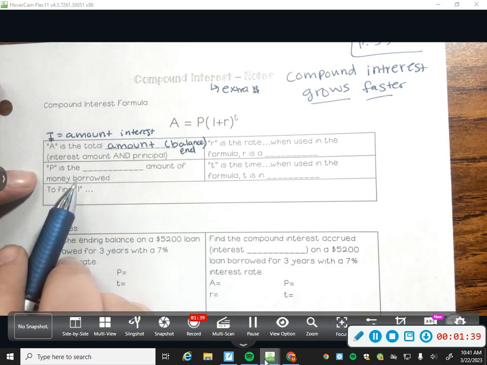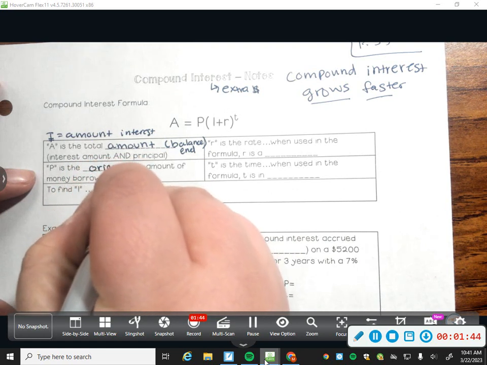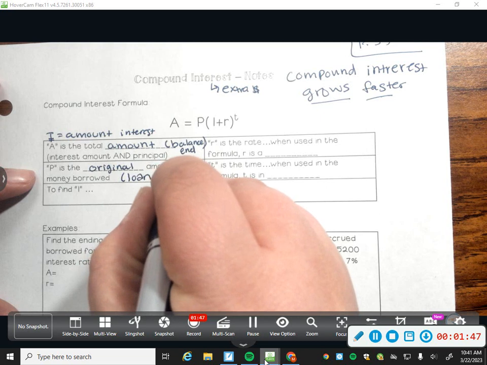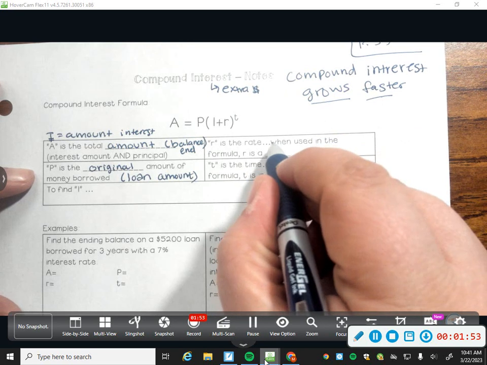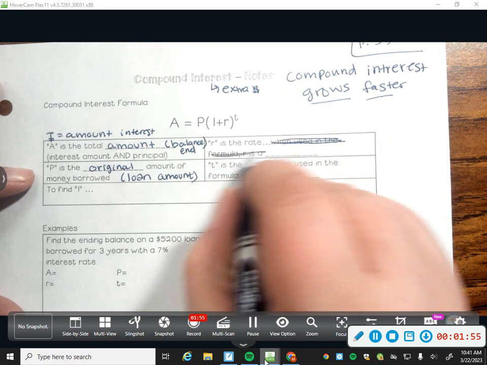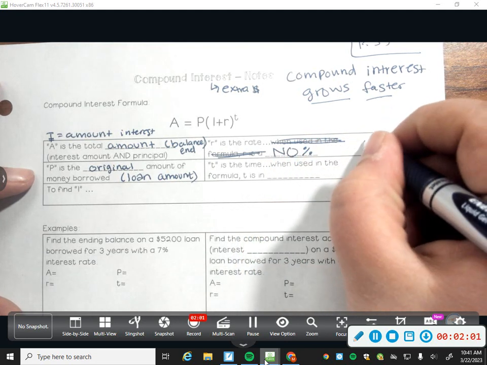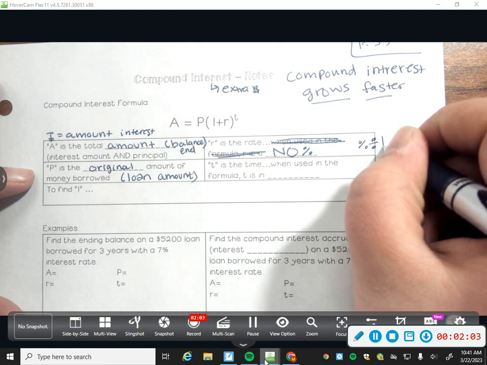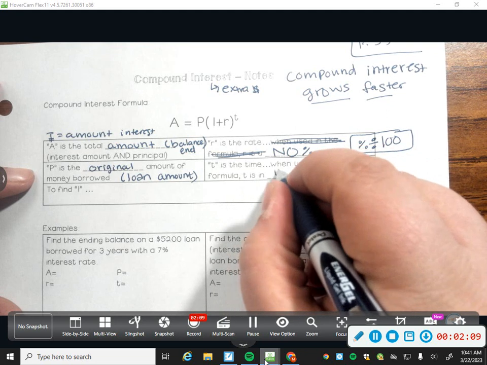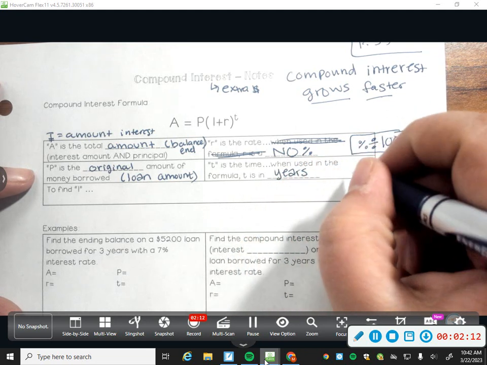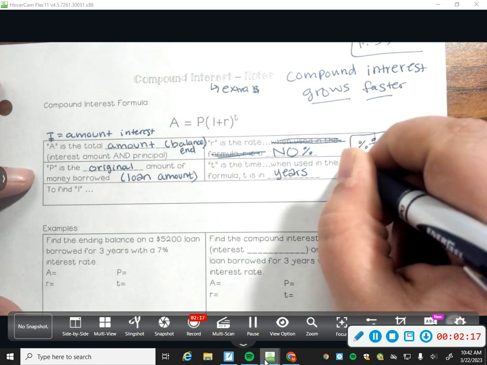Okay. P is still the principal, or the original amount of money borrowed. This is the loan amount. R is the rate. So again, we still cannot have percents in the formula. So if you're given a percent, you have to divide that by 100. T is still the time, and it's still supposed to be in years. So if you have months, simply divide that by 12 and you'll have years.